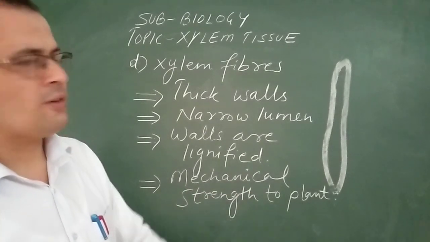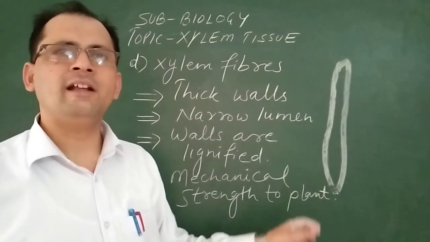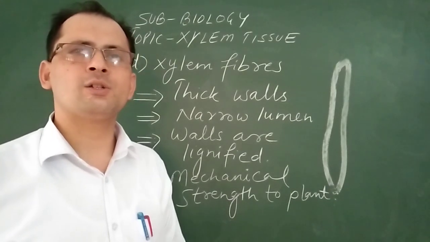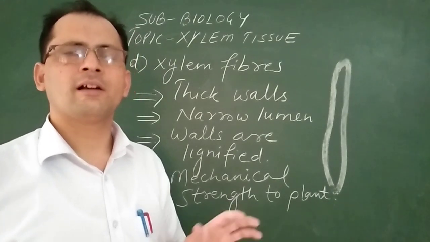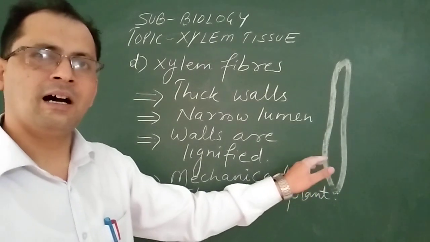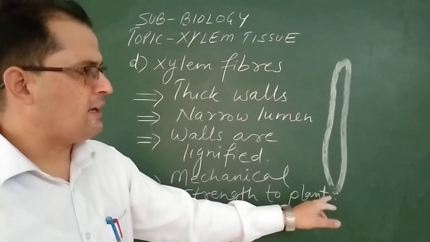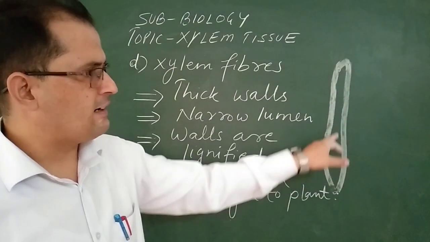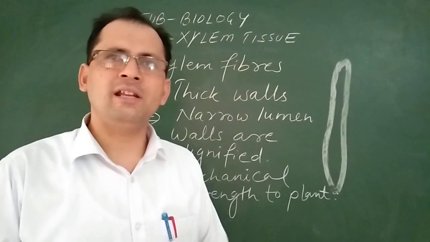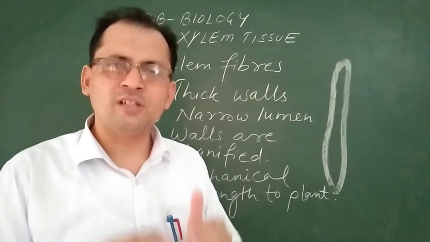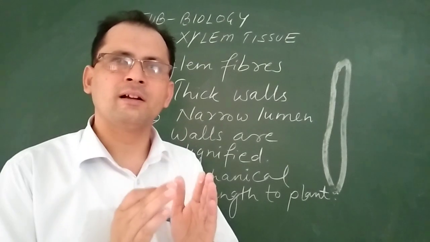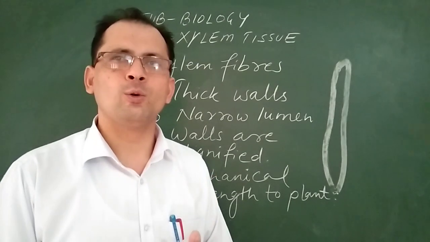Now what is the function of this? Beta, it is providing mechanical strength. I told you what mechanical strength is. It helps plants to resist the harsh environmental conditions. Now you can see here I have drawn the diagram. The cells are long but with tapering ends. These are the tapering ends and its lumen is narrow. The inner space of the cell is narrow.